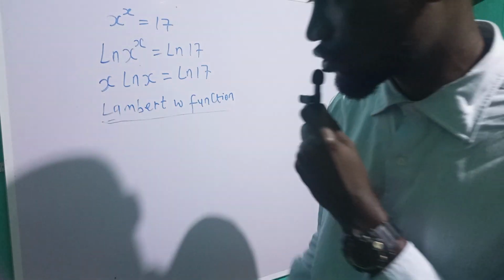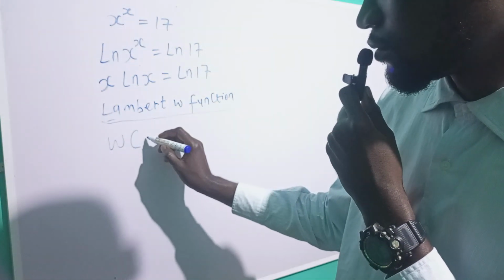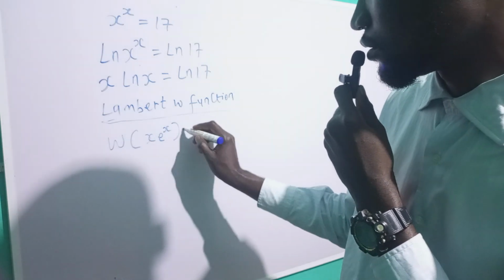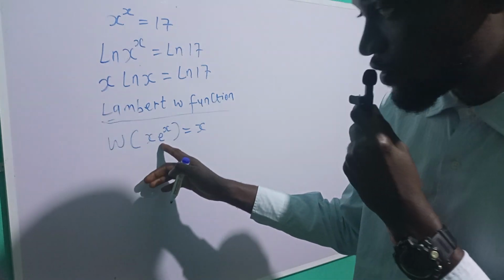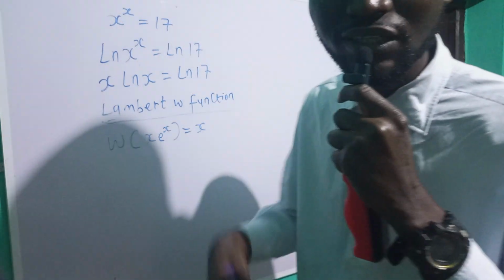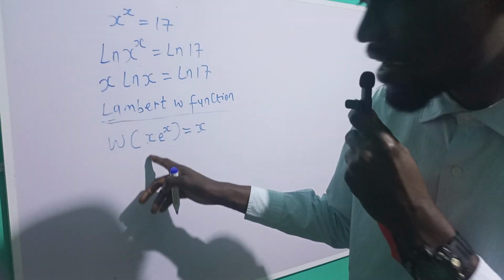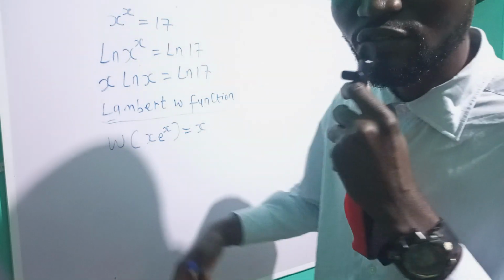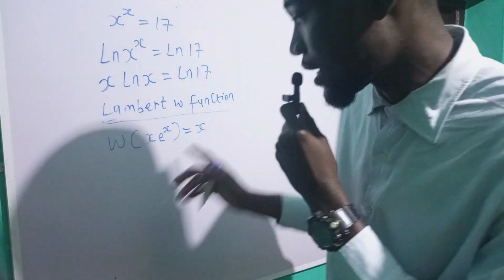Now the Lambert W function states that if you have x e raised to power x is equal to a, the coefficient of this e, if it is raised to the power of the same coefficient, what you are going to get as your result is the same value. Like we can see here, x is the coefficient of this e, and this x is still raised to the power of the same x. So what you are going to get as your result will be x.